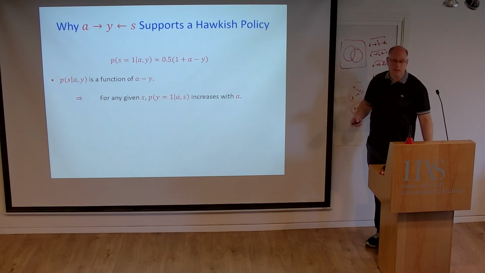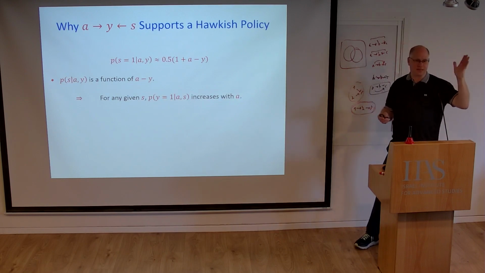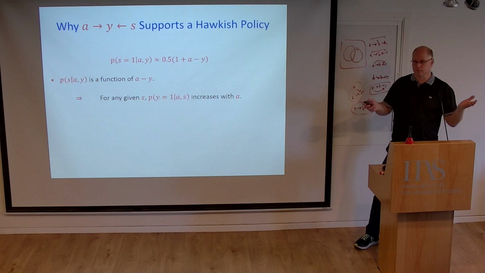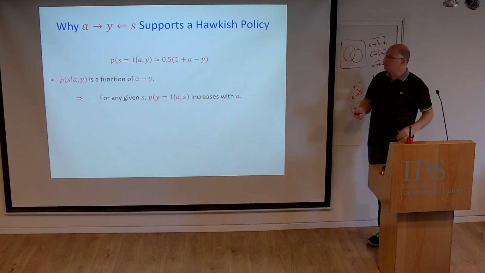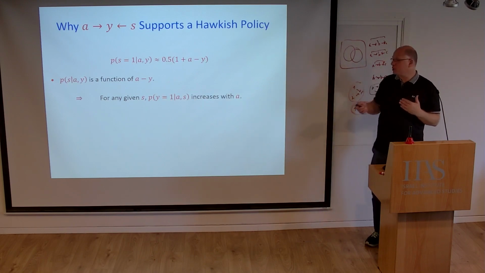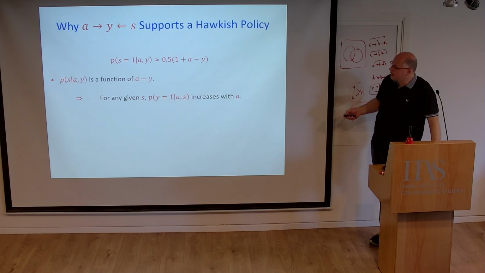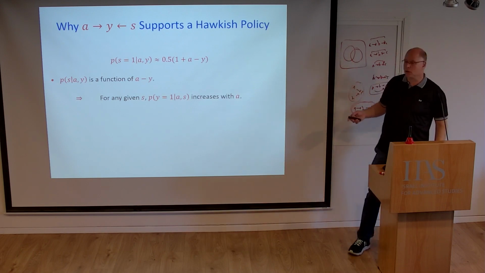This negative thing means, intuitively, that if you fix S, A and Y move together in the same direction. Because if S is just a function of A minus Y, then if you fix S and we increase A, we should also expect Y to go up. So A and Y will go together. This is not a causal thing, but it's perceived as a causal thing. It's perceived that for any given S, increasing A will increase Y. That's what the narrative says, that this is how it interprets the correlation.